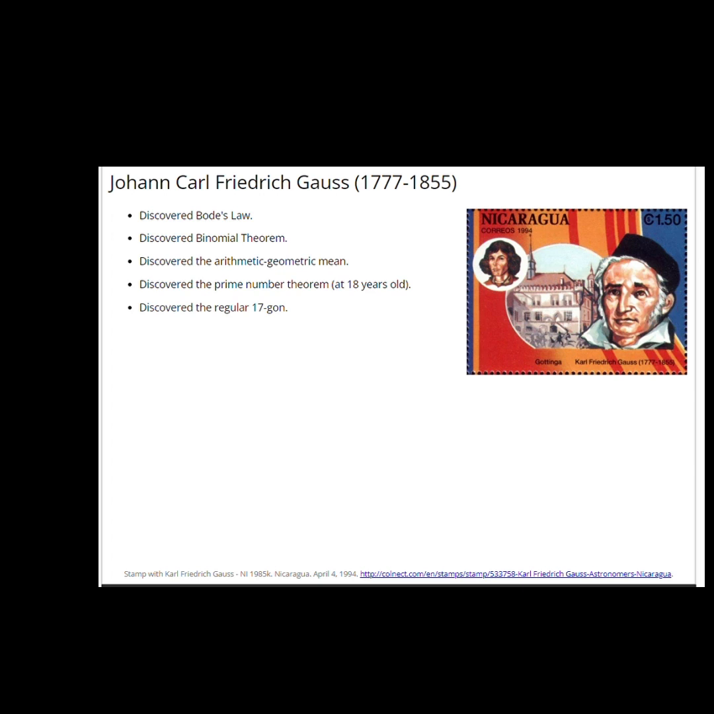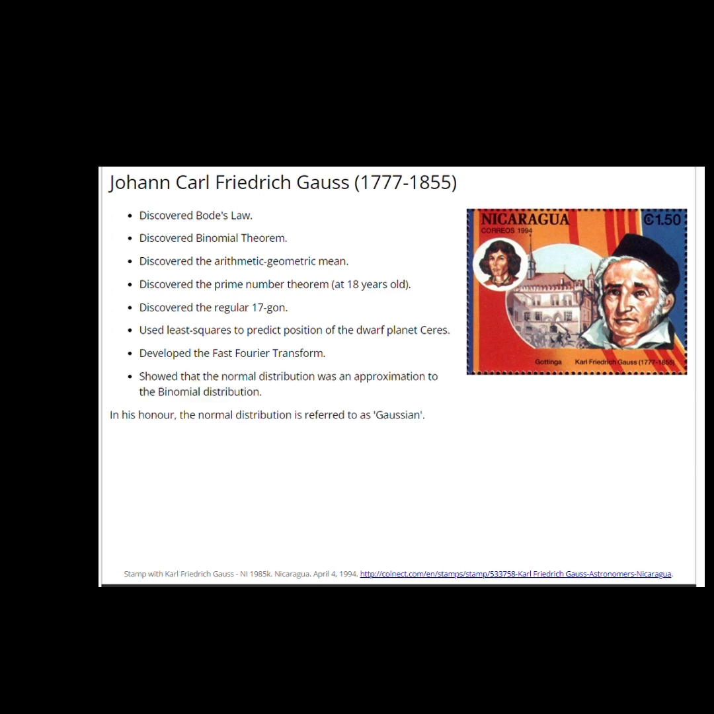He discovered the regular 17-gon, and he used least squares methods, unknown to that point, to predict the position of the dwarf planet Ceres so it could be observed. He also developed the fast Fourier transform, essentially 1.5 centuries before the work of Cooley and Tukey. But for our purposes, his most important contribution was that the normal distribution was an approximation to the binomial.